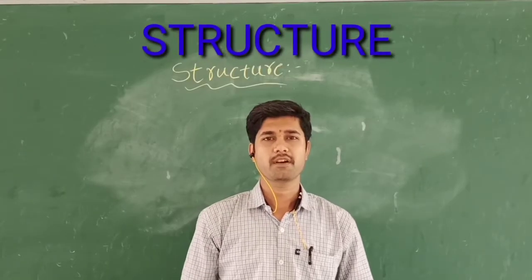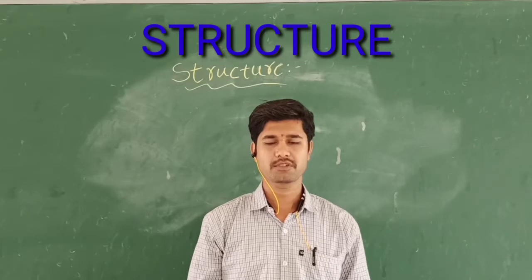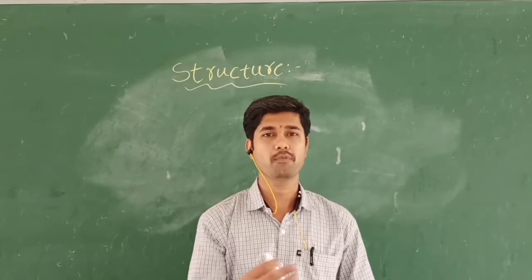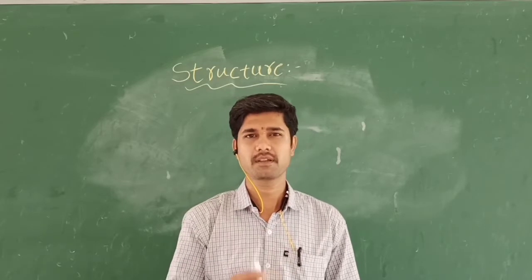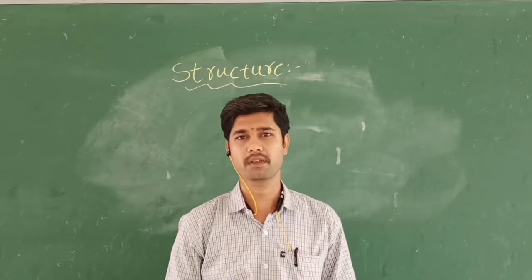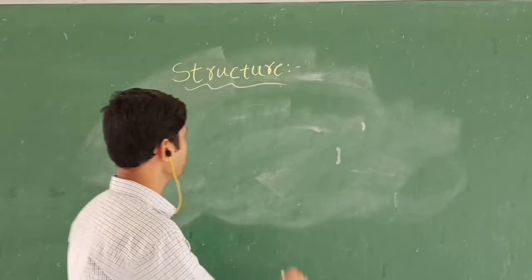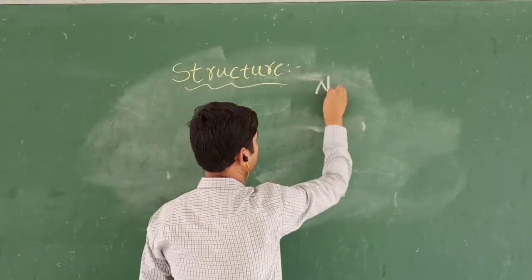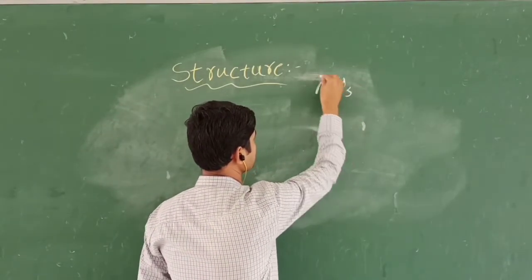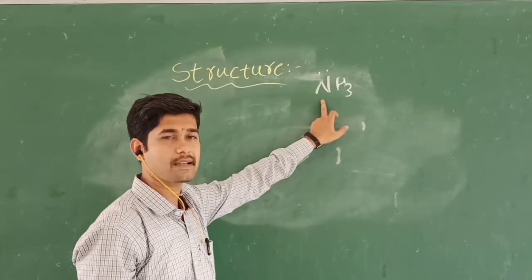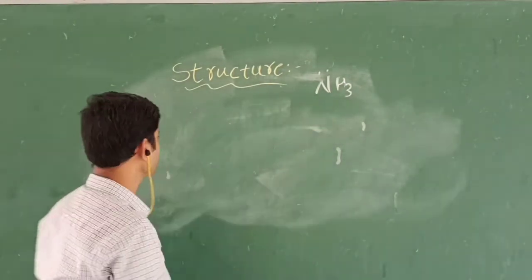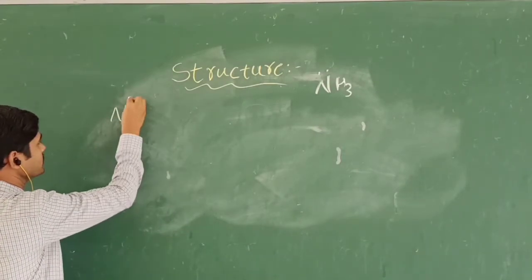Before going to study amines, first you should study the structure of ammonia, and how it is formed. We say that ammonia is sp3 hybridized, so we should come to know how the sp3 hybridization is formed. First I take ammonia. Here nitrogen is the central atom, and the nitrogen atomic number is 7.